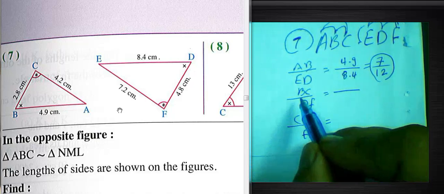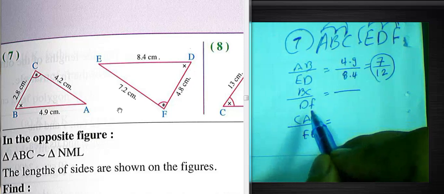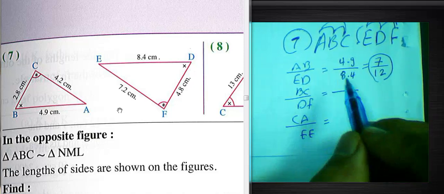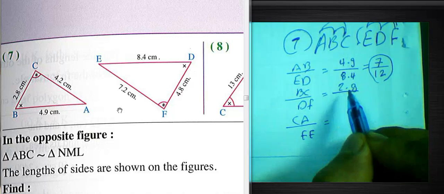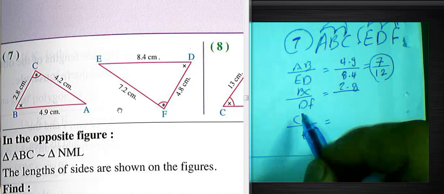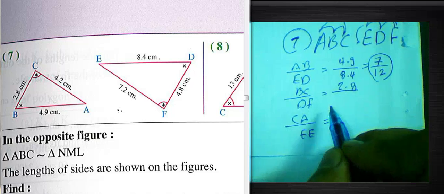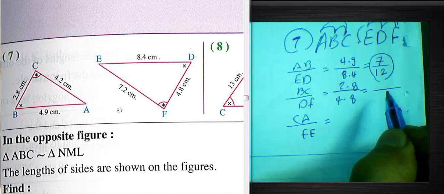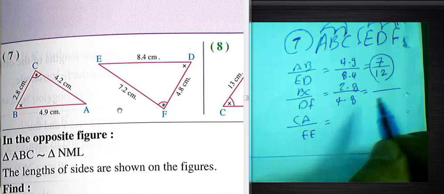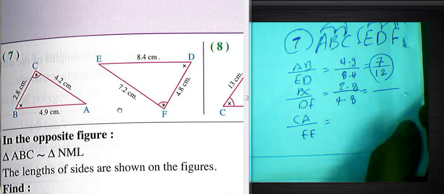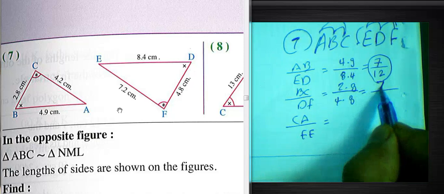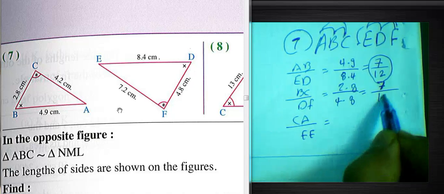And BC over DF, BC equal 2.8 over DF, the length of DF equal 4.8. We can divide it by 7 or cancel the point here. 28 divided by 4 equals 7. 48 divided by 4 equals 12.